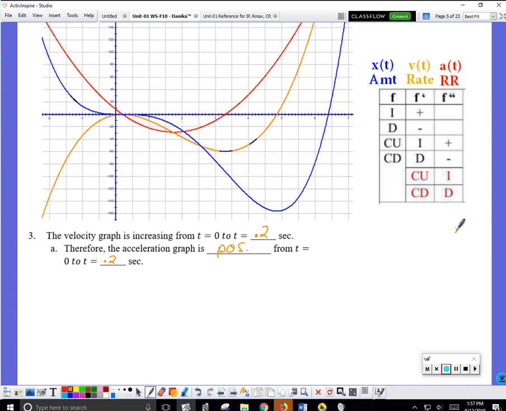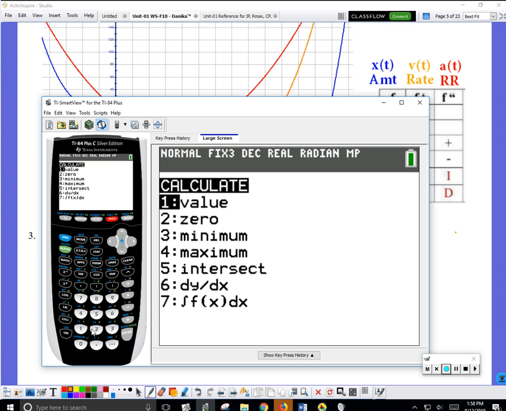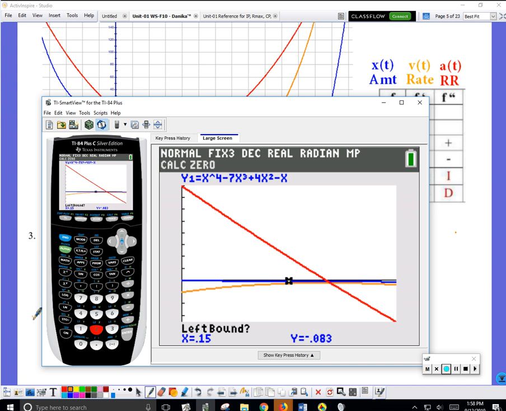I don't know exactly. I could find it on the calculator by doing this. I could say, let's go find the 0 of the acceleration. So just go second calc, zero. Choose the appropriate graph. I need the acceleration. So I do the left bound here. Right bound. 0.202. And then yes. Perfect. 0.202. Can you explain how you see that on the chart?